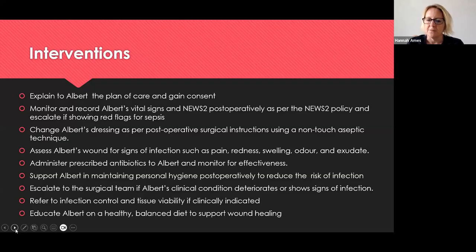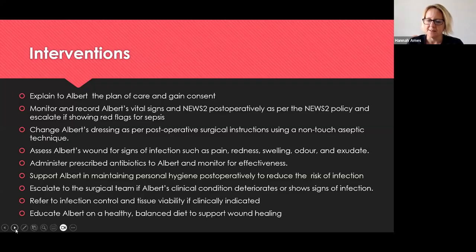We'd assess Albert's wound for signs of infection, so thinking about things such as pain, redness, erythema, swelling, odour and exudate. We would administer prescribed antibiotics to Albert and monitor for effectiveness. Support Albert in maintaining personal hygiene post-operatively to reduce the risk of infection, especially good hand washing.